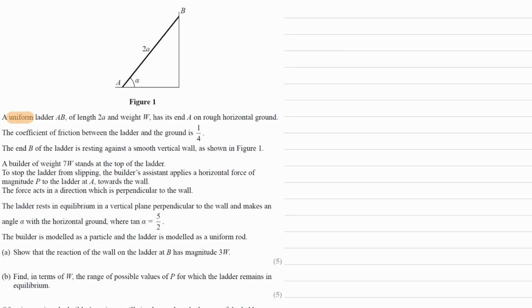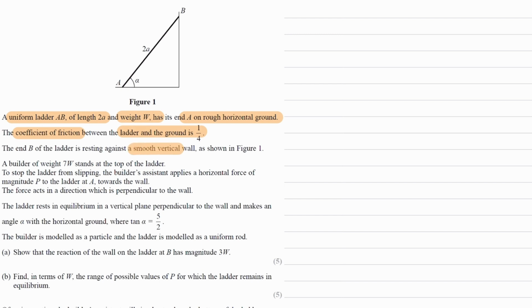A uniform ladder AB of length 2a and weight W has its end A on rough horizontal ground. The coefficient of friction between the ladder and the ground is 1/4. So there is a frictional force at this point here. The end B of the ladder is resting against a smooth vertical wall as shown in figure 1.